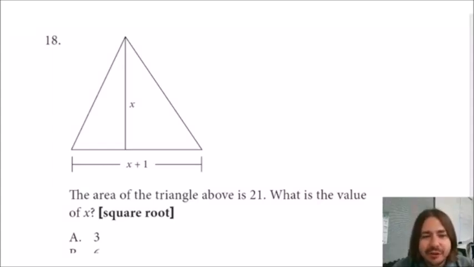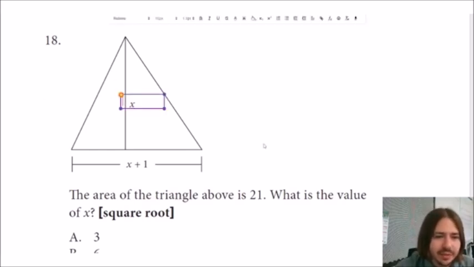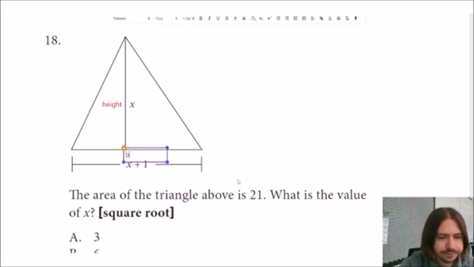18 says the area of this triangle is 21. What is the value of x? And you can see this diagram gives you both the height and the base length here. So this is the height, and the height is just equal to x. The base here, which is the distance from here to here, is going to be x plus 1.